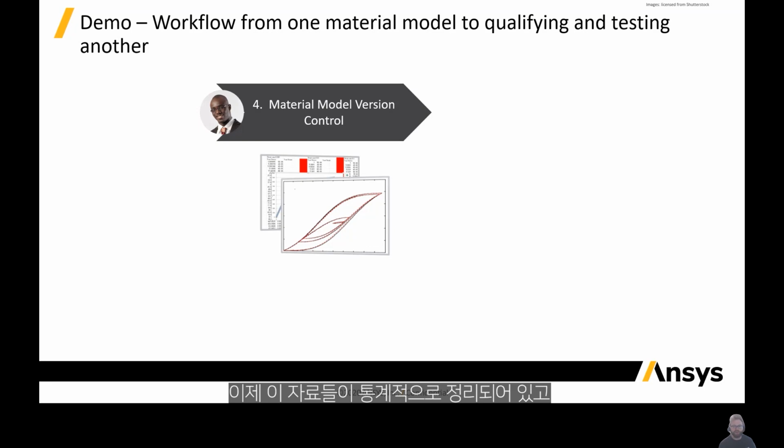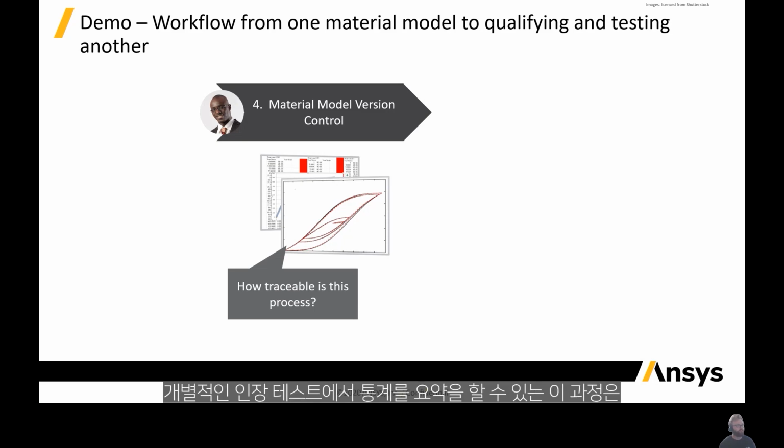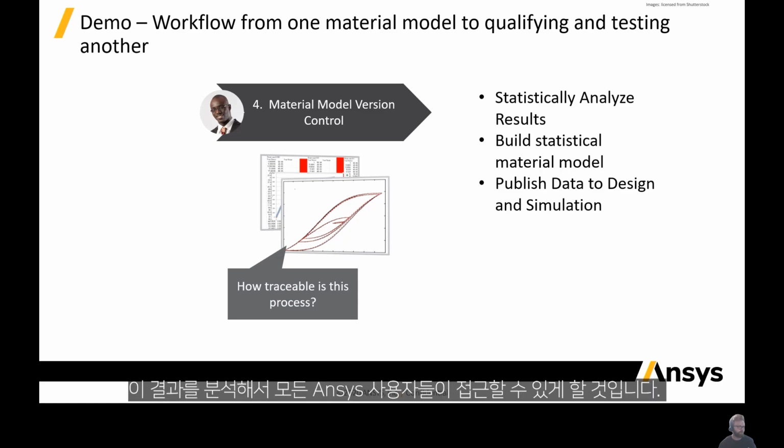Now we're in the process of validating and making sure that our materials are statistically rolled up and that they are controlled in the manner that we want them to be controlled. So what we're wondering now is how traceable is this process, right? So how traceable is this idea of making us be able to go from our tensile tests up through to a statistical version.